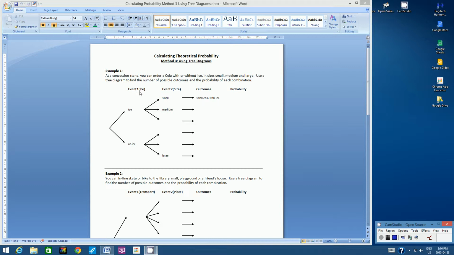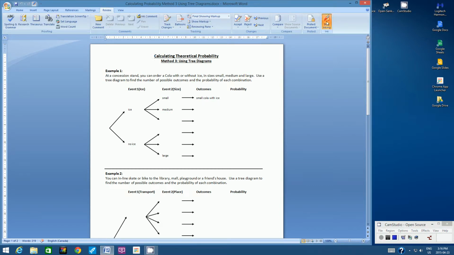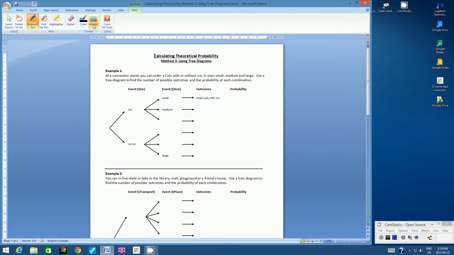to call events. So the first event is whether your drink has ice or not. Okay, so that's going to be the first thing that we're going to compare. So we know that it's going to be a cola, but it can be with or without ice. So that's the first event. And then the second event is what size is that cola going to come in? Small, medium, and large. So for this probability tree, I've actually got most of the tree diagram created for you.